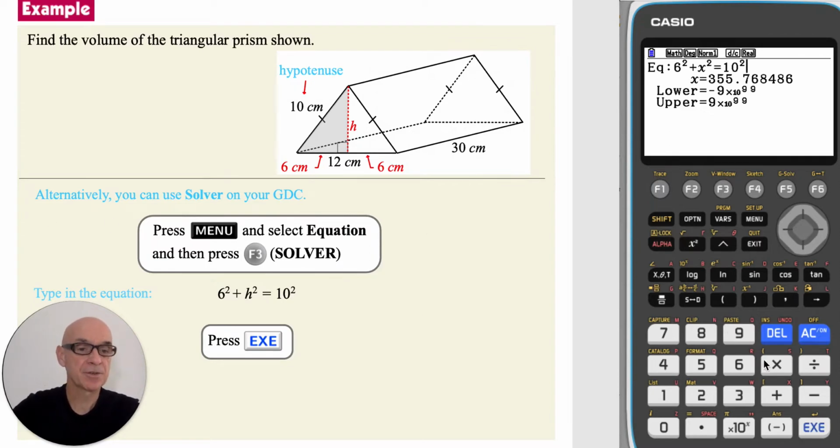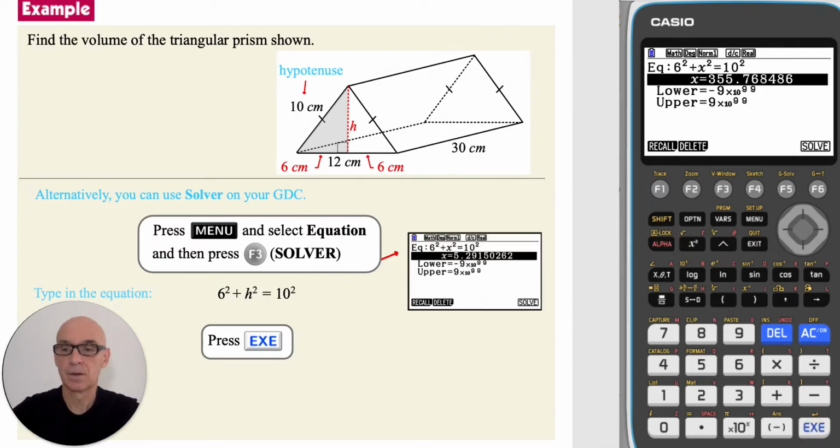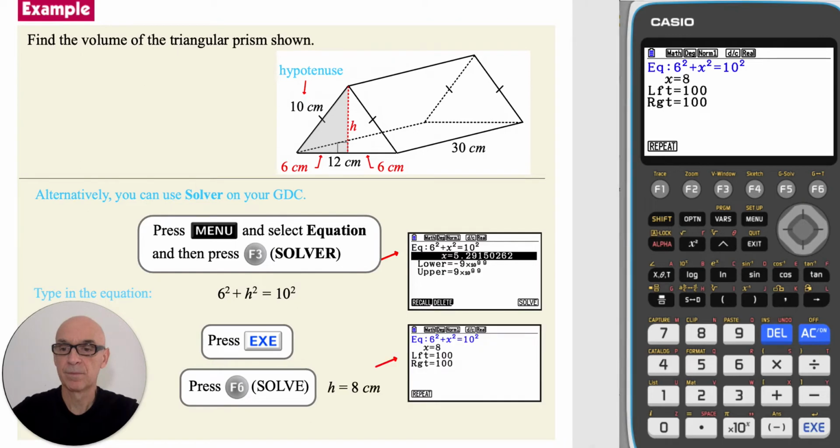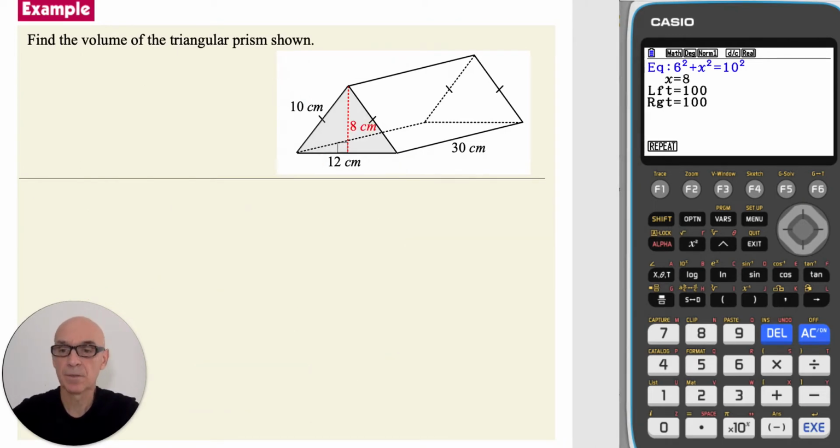Pressing Execute to enter the equation, and just to note that the number next to x is not the solution to the equation, as we haven't pressed Solve yet. Pressing F6 to solve the equation again gives h equals 8 centimeters.